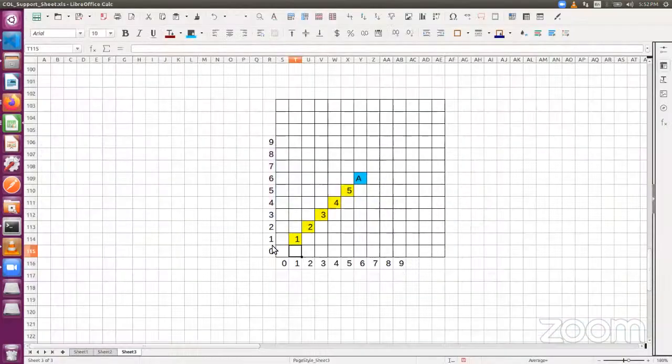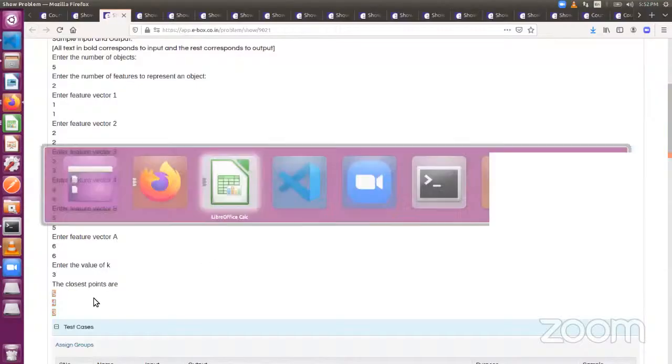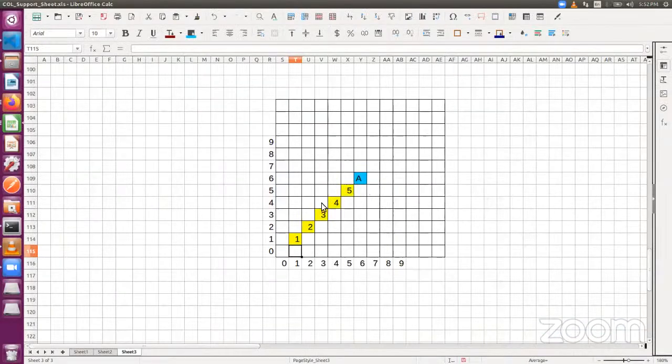Understood? So you're going to find the shortest distance for A, and that point would be point 1. And again, you find the shortest distance among the rest of the points. Leave this point, and then among the rest of the points, find the shortest point. Okay, that one you can do.